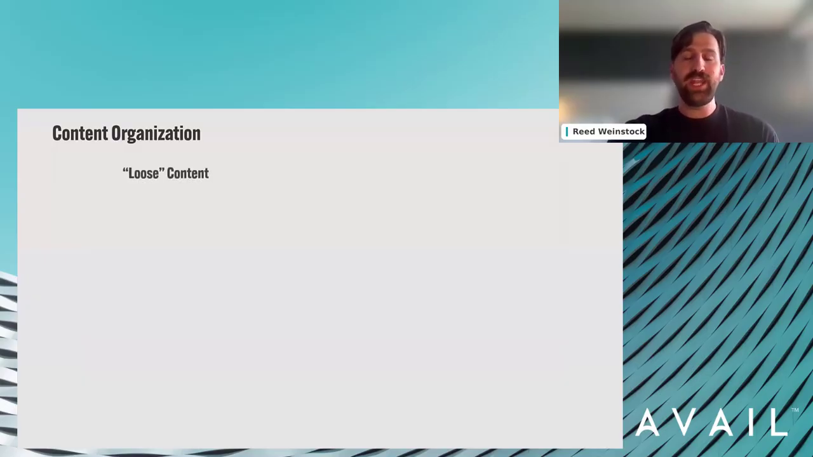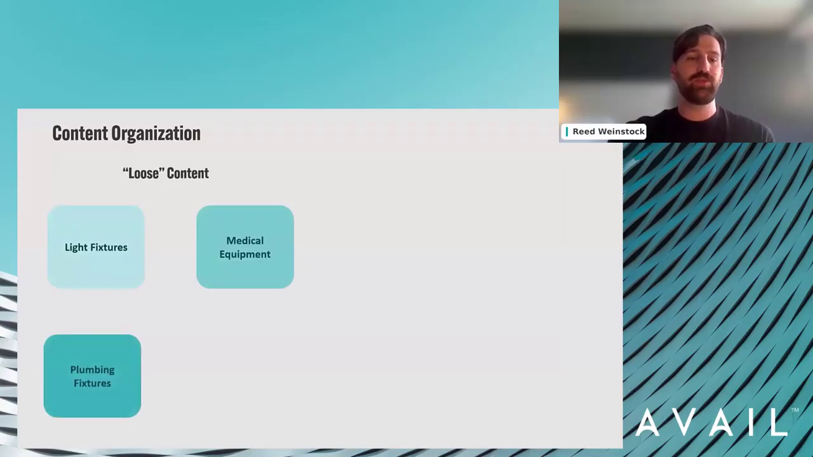And then how we store the content on the back end, we've kind of dubbed it into two different buckets. The first one is what I call loose content. These are things like individual RFA files, mostly the component families. So they could be light fixtures, medical equipment, plumbing fixtures, a door family.